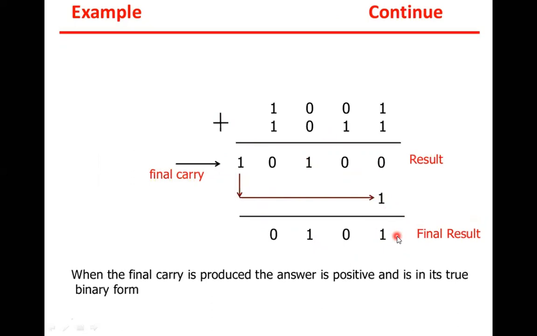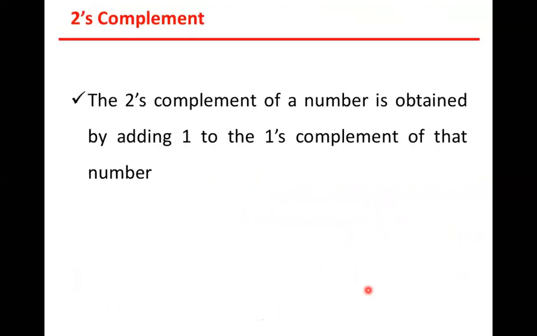So 9 minus 4 is nothing but 5. So 5's equivalent is nothing but 1 0 1. So when the final carry is produced, the answer is positive and is in its true binary form.